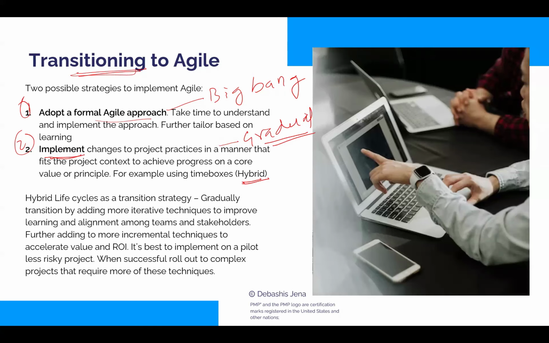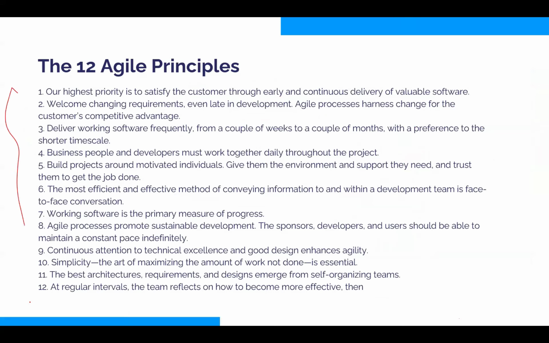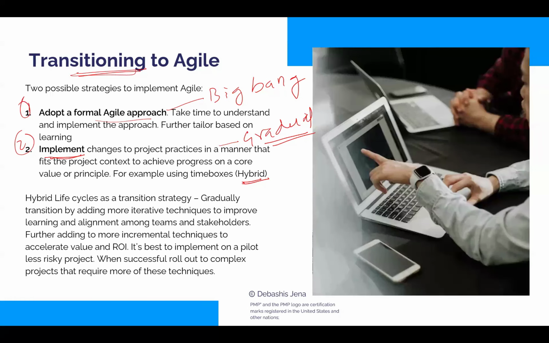Hybrid is like, let's say we are using predictive all these years. What we do is pick up some of these principles. There are 12 of them, and you pick up 2 or 3 of them. Like we decide we'll deliver in iterations, we'll practice a self-organizing team. Whichever you want, you pick up 2 or 3 of these principles and apply them in your otherwise predictive environment, and get some benefit out of it. Thereafter, keep on gradually adopting more and more of these principles. That would be a gradual or hybrid approach. So these are two possible approaches when it comes to Agile adoption.